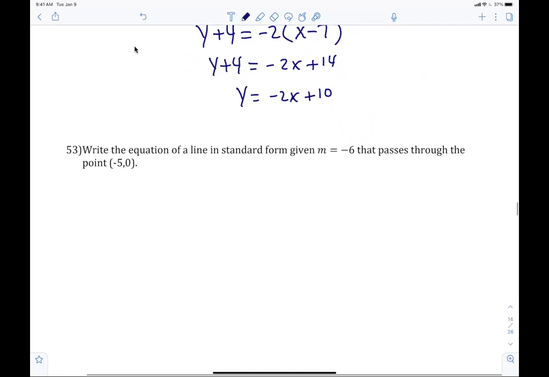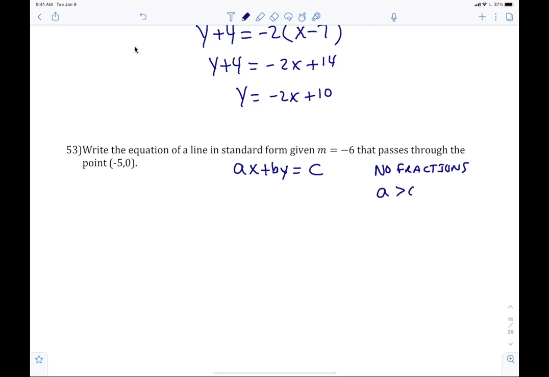Okay, now standard form. Anybody want to refresh my memory on standard form? Standard form was ax plus by equals c. You're not allowed to have what? Fractions. And a has to be greater than 0 or positive.